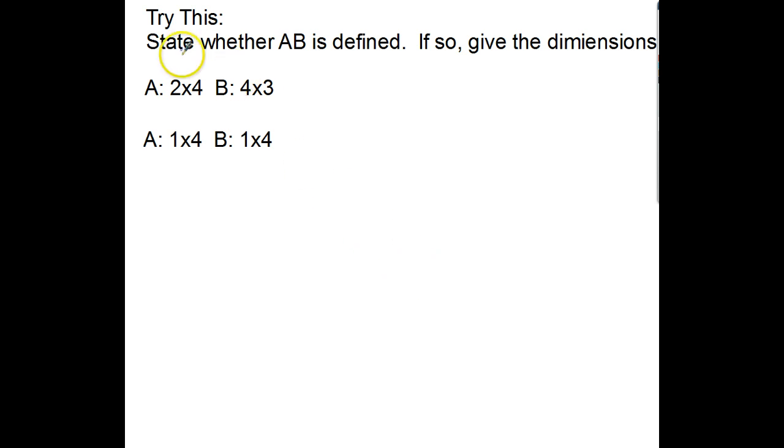Okay. Assuming you did these, since 4 does equal 4 here, the columns of the first and the rows of the second, it does exist, and the dimensions would be the rows of the first and the columns of the second. It would be a 2 by 3. In this one, since 4 and 1 do not equal each other, it does not exist.